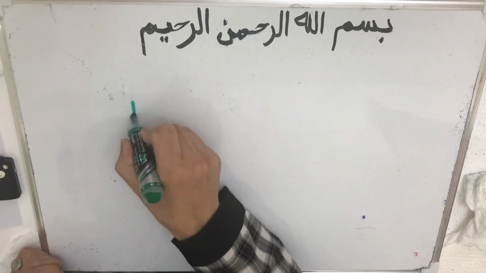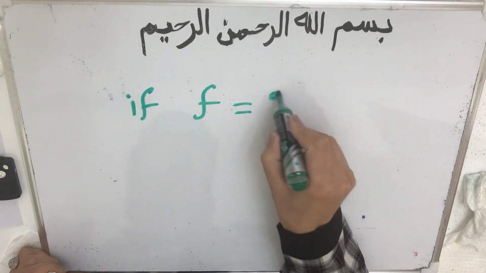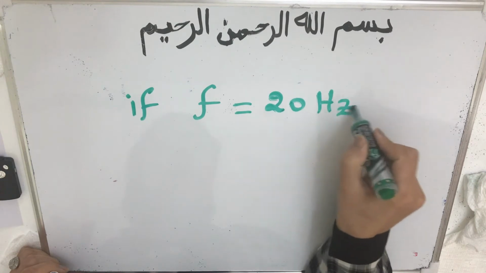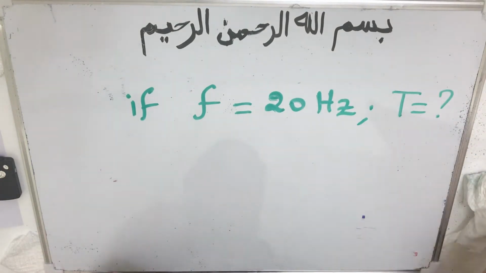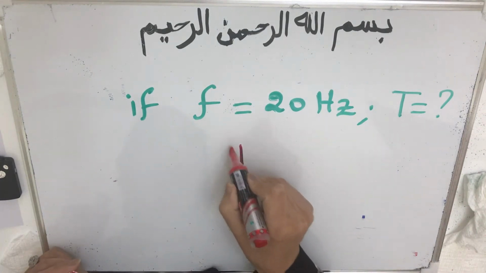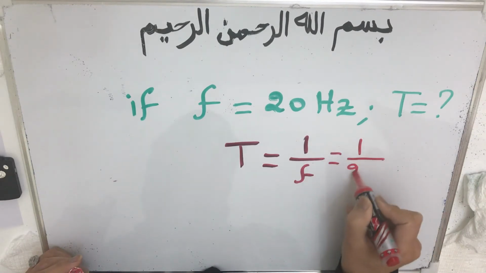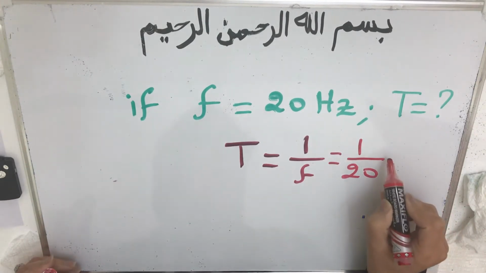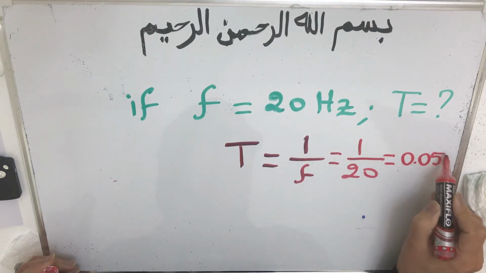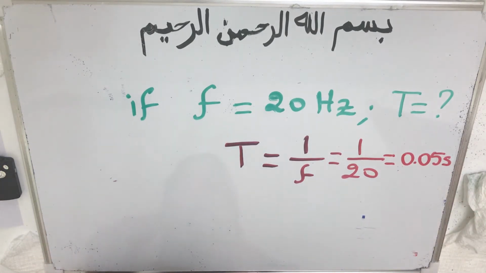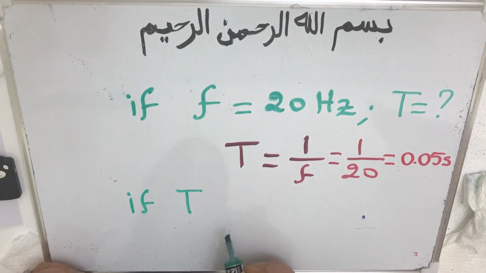If F equals 20 hertz, calculate the period T. What is the period T? So you guessed it, we are just going to say T equals 1 over F, and so it is 1 over 20, and I have done this so many times that I know the answer is going to be 0.05 seconds, okay?